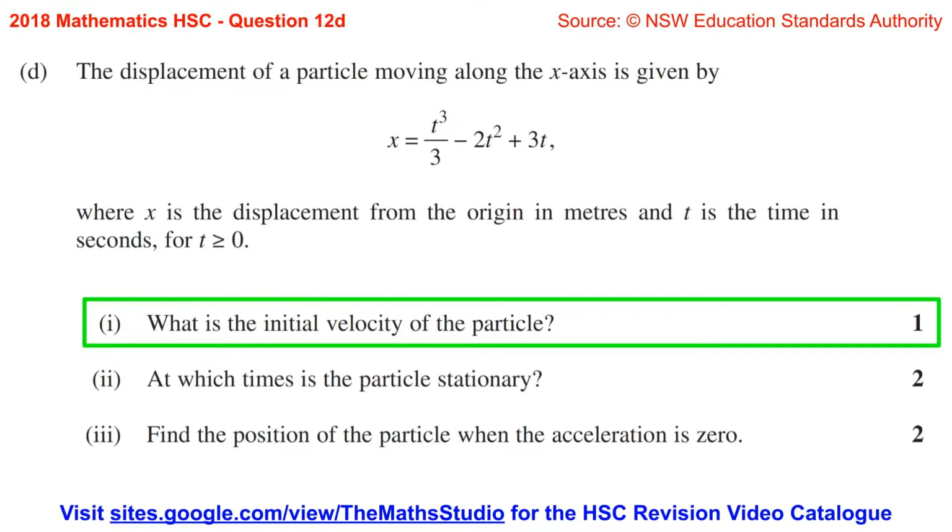Question 12d. The displacement of a particle moving along the x-axis is given by x equals t cubed over 3 minus 2t squared plus 3t, where x is the displacement from the origin in meters and t is the time in seconds for t greater than or equal to 0. Part 1. What is the initial velocity of the particle?